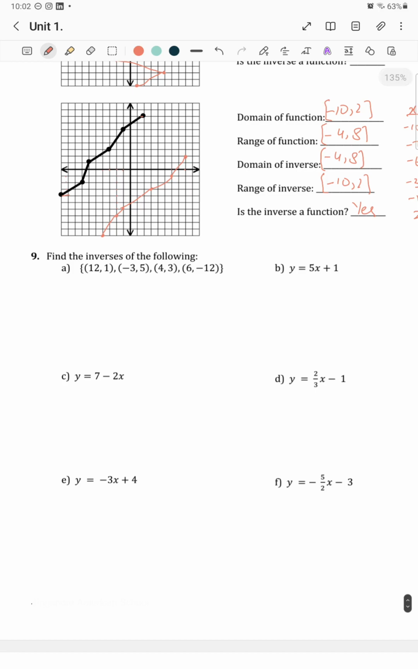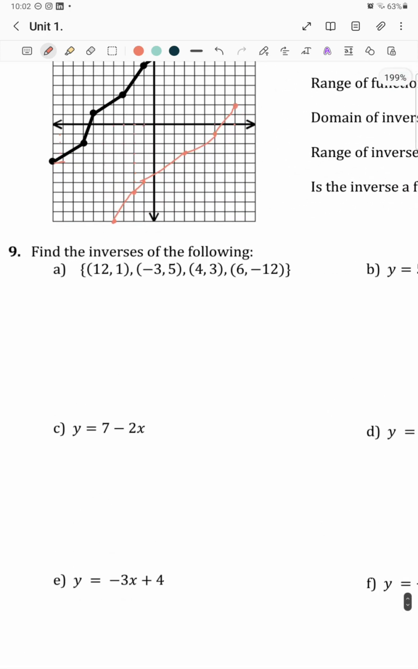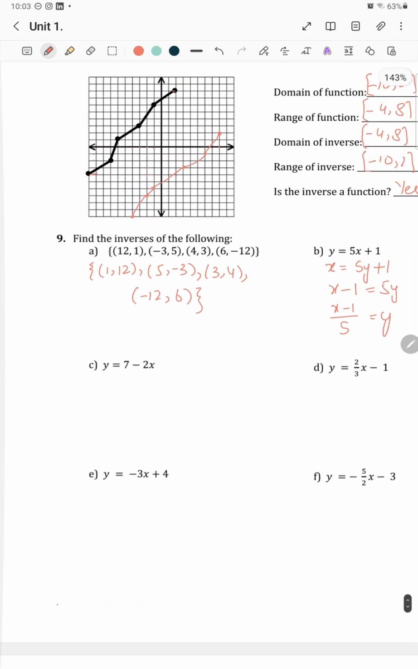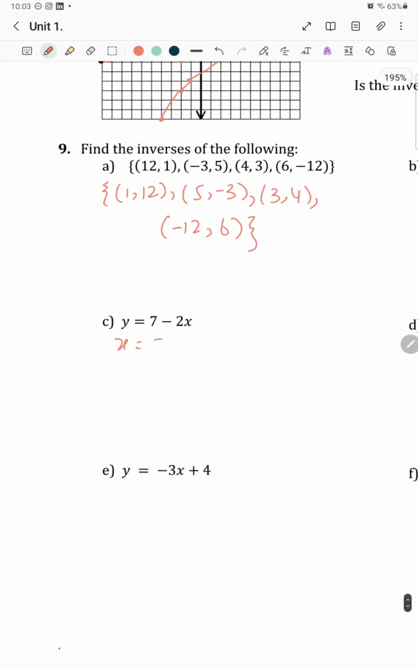Next question is find the inverses of the following. So very easy to find the inverse in this case. Just switch x and y. Switch x and y.